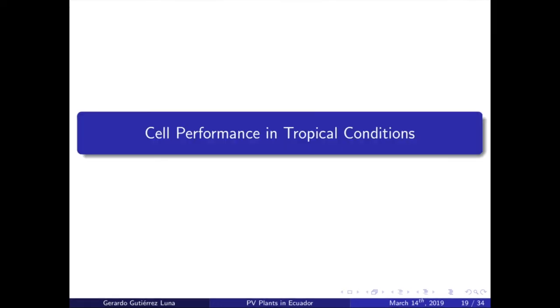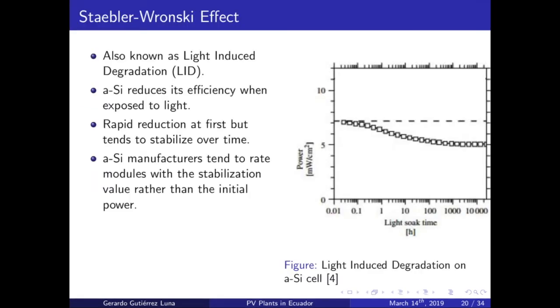Now, talking about cell performance in tropical conditions. First of all, I would like to introduce the Staebler-Wronski effect, also known as light-induced degradation. Amorphous silicon reduces its efficiency when exposed to light. There's a rapid reduction at first, but it tends to stabilize over time. Manufacturers tend to rate the modules with the stabilization value rather than the initial power. So in the first year, the output is always higher than expected.